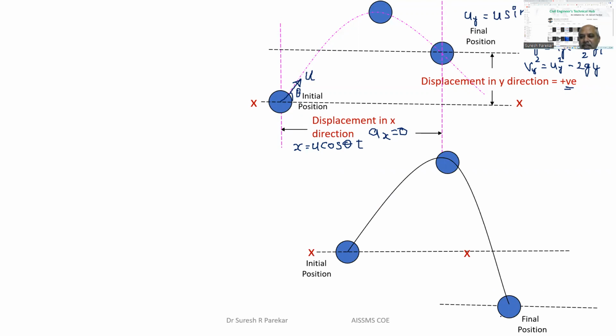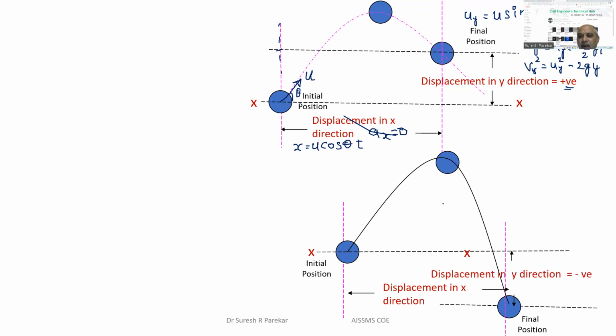My final position is below. So for x, mark a vertical line from initial, mark a vertical line from final, and the distance between these two lines is the distance in the x direction. Mark a horizontal line from initial, mark a horizontal line from final, the distance between the two is y. In the same way here, we have the x distance between initial and final position, and the y distance is negative, which is between initial and final.